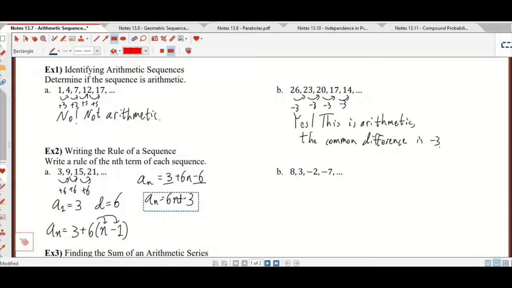And you'll find that's true if n is 1. 6 times 1 is 6. 6 minus 3 is 3. If n is 2, 6 times 2 is 12. 12 minus 3 is 9, and so on.